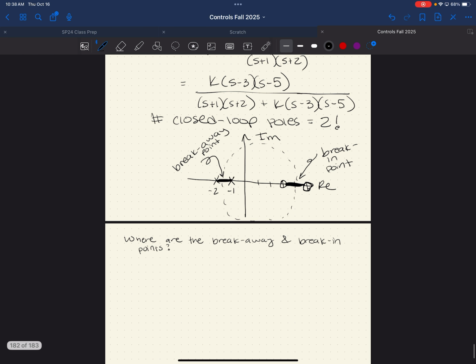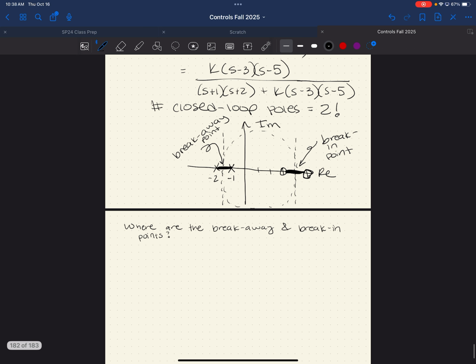We can go ahead and tell what angle they go off at, too. What angle? 90 and 90, yep. So there is some tangent here where these branches break off, very similar to the last example that we did. And then if we want to figure out where they are, we need to find K of S equals minus 1 over G of S, H of S.